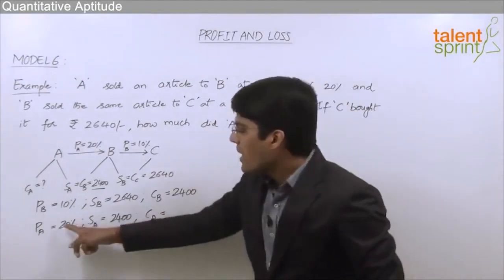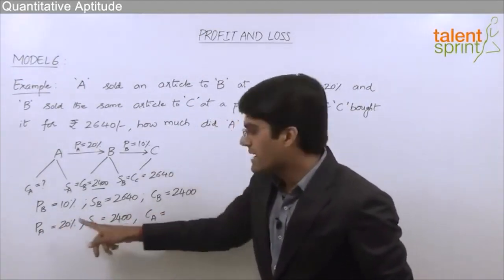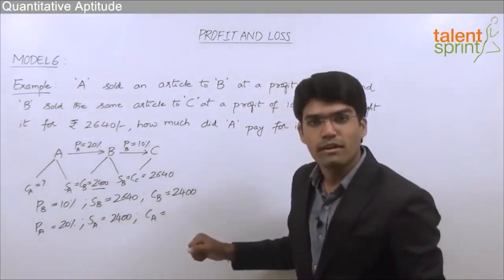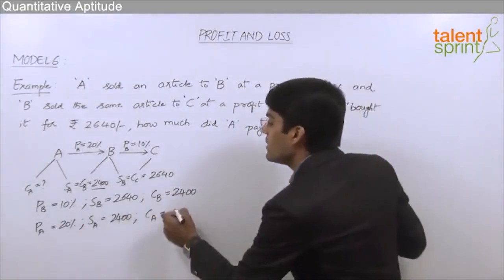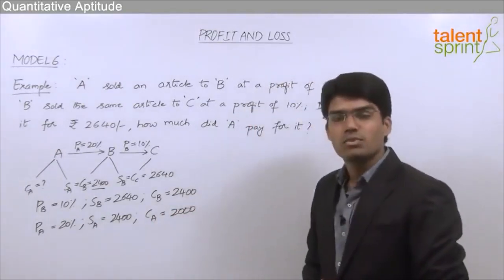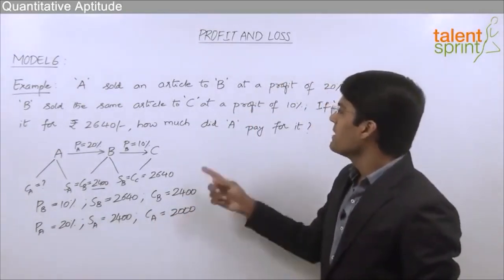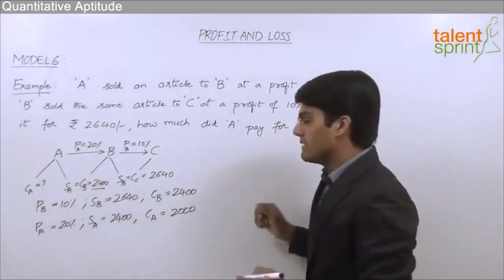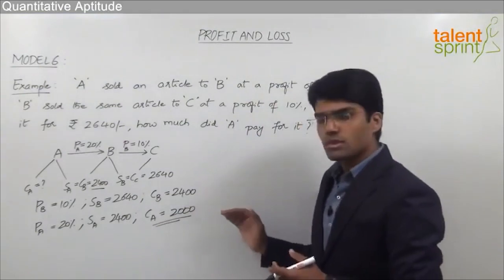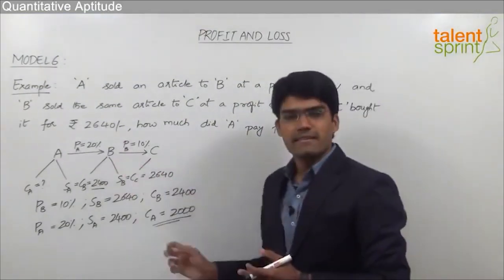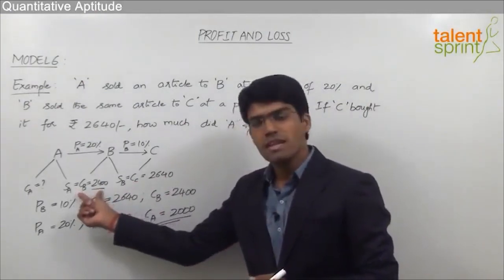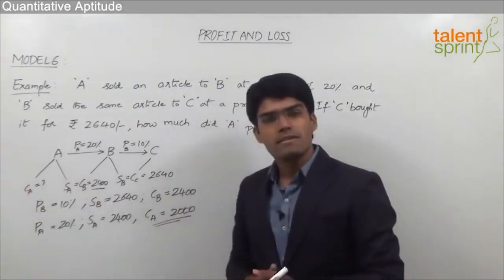That is nothing but 120% is 2400. As the profit is 20%, selling price should be 120%, which is 2400. And 100% will come out to be 2000 rupees. So we can say that cost price of A is 2000 rupees. And it is nothing but the amount which A paid for the article. So the answer here is 2000. So this is how we can solve this question by moving in the reverse direction. That is nothing but from the cost price of C, we will first find out the cost price of B, and from that we can find out the cost price of A.